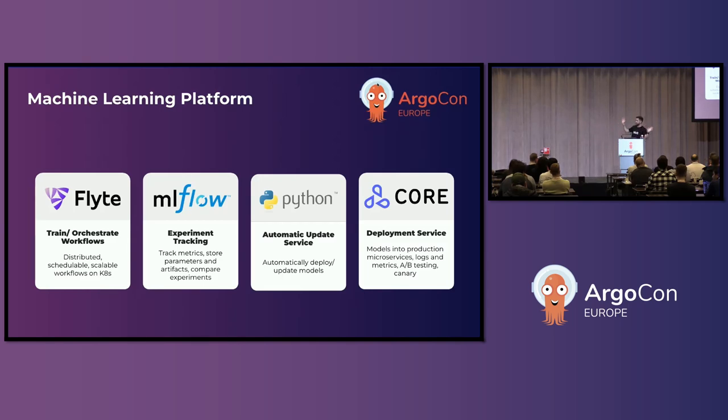Then we have a lot of Python services to make the life of our data scientists easier. And the last one is Seldon Core. It's what we use to deploy models into production. You give it an S3 bucket or GCS, and you also say which library you used. Did you use scikit-learn? Did you use XGBoost? Then it's going to create a microservice for you. And out of the box, you have automatic logging, everything.